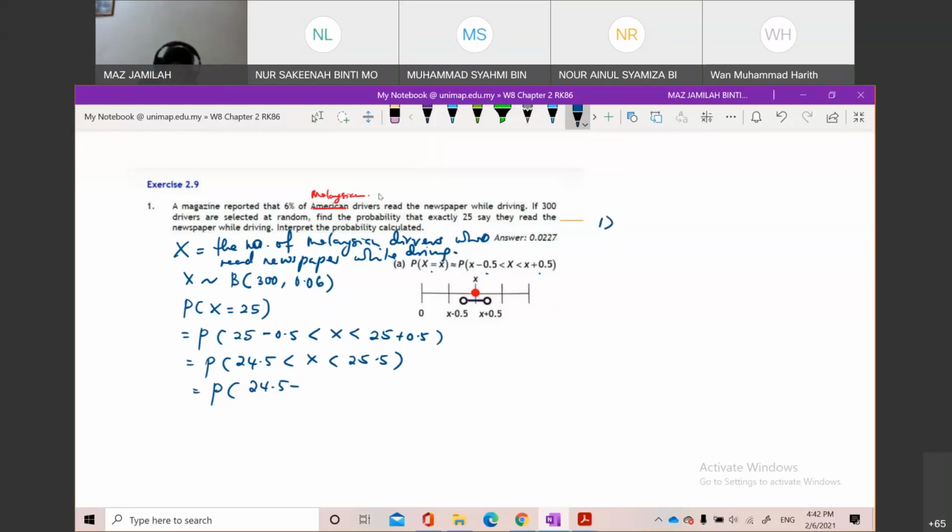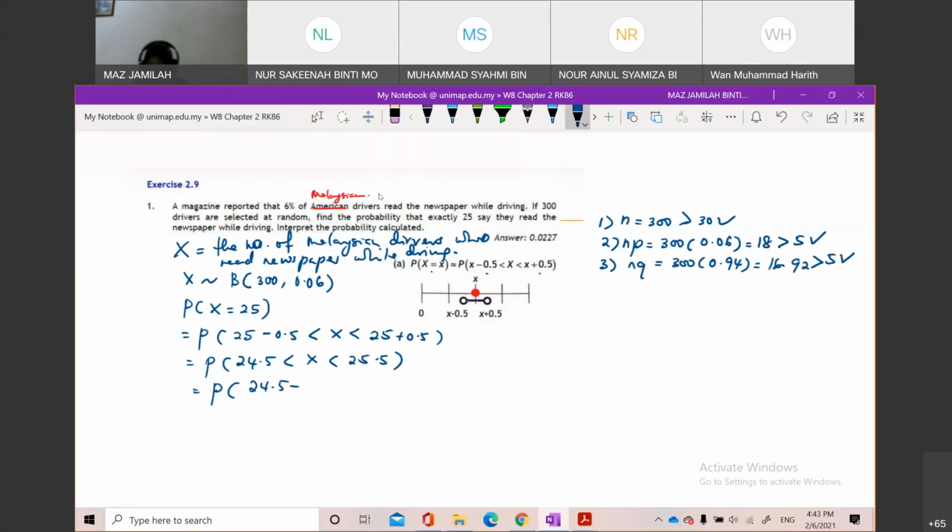The first condition is n equal to 300. Obviously, it's greater than 30. Check. Second one, np is 300 multiplied with 0.06. You will get 18, so it is greater than 5. Third one, nq is 300 multiplied with 0.94. You will get 16.92. Again, greater than 5. So this becomes normal.